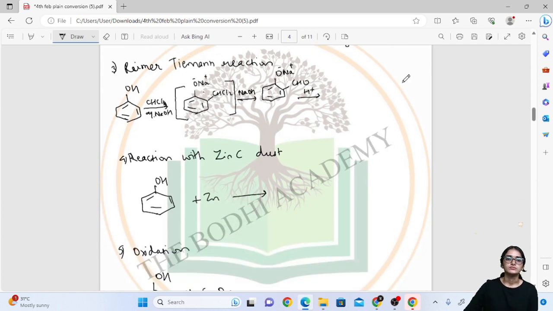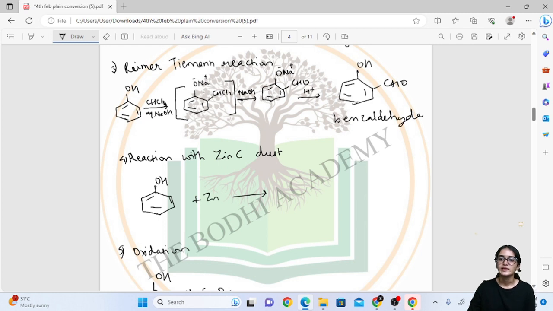Next is also a very important reaction, that is Reimer-Tiemann reaction, in which we will study how to convert phenol. Now phenol when treated with CHCl3, that is chloroform, with aqueous NaOH, we will get a CHCl2 group attached to the benzene ring, at one of the carbons, and we will get a phenoxide ion. When it is further treated, we will get an ion with aldehyde group, that is CHO group. And when it is treated further with acid, we will get OH and CHO.